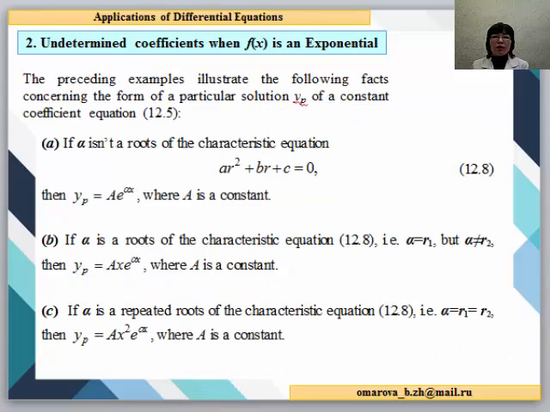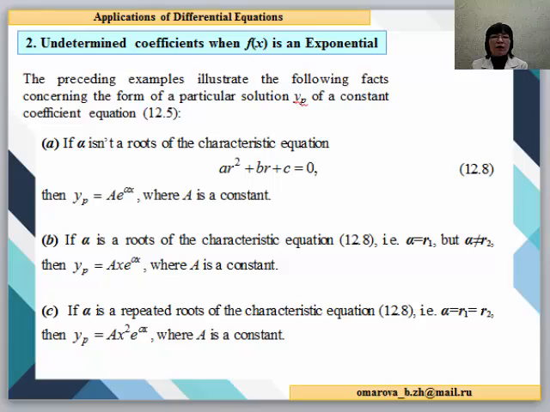The preceding examples illustrate the following facts concerning the form of a particular solution of the constant coefficient equation 12.5. Firstly, if alpha isn't a root of the characteristic equation 12.8, then we can write the particular solution in the form where a is a constant. Part B: if alpha is a root of the characteristic equation 12.8, then alpha is equal to r sub 1, but alpha doesn't equal r sub 2. Then we will look for a particular solution of the following form, where a is a constant.